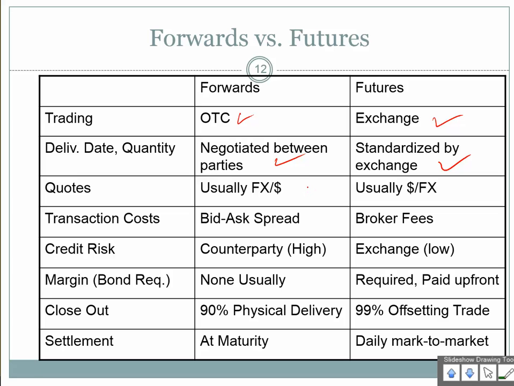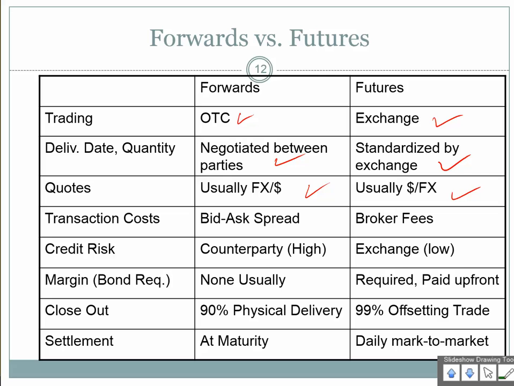There are some quoting differences. Sometimes forwards are quoted in terms of indirect quotes, FX per dollar, and futures are in dollar per FX. For forwards, the transaction costs are the bid-ask spread, so there's a higher price to buy than sell. In the futures contract, it's a fee.